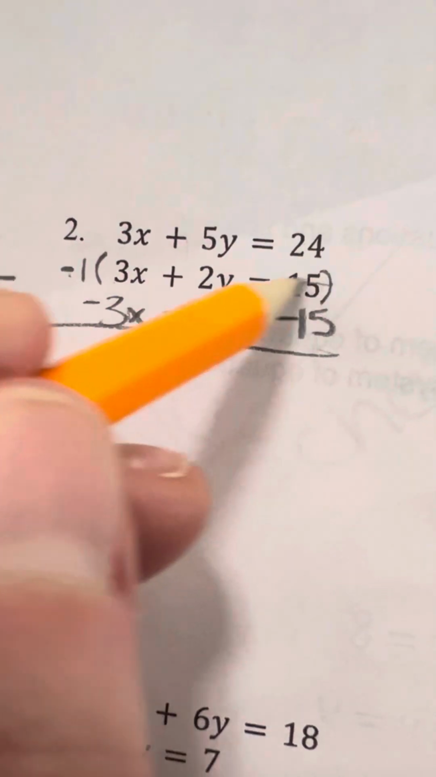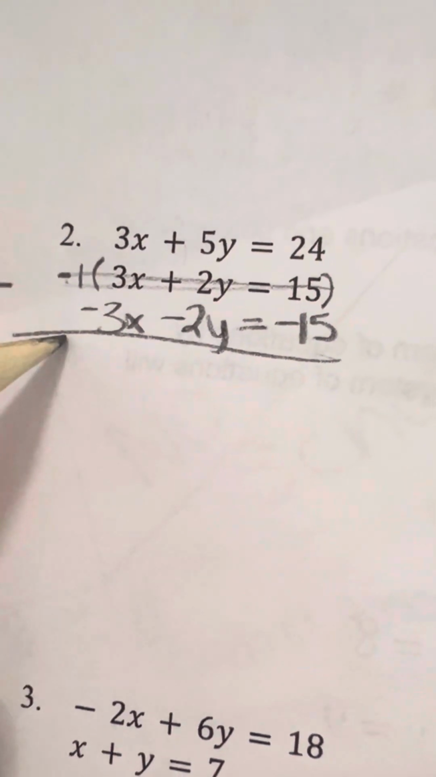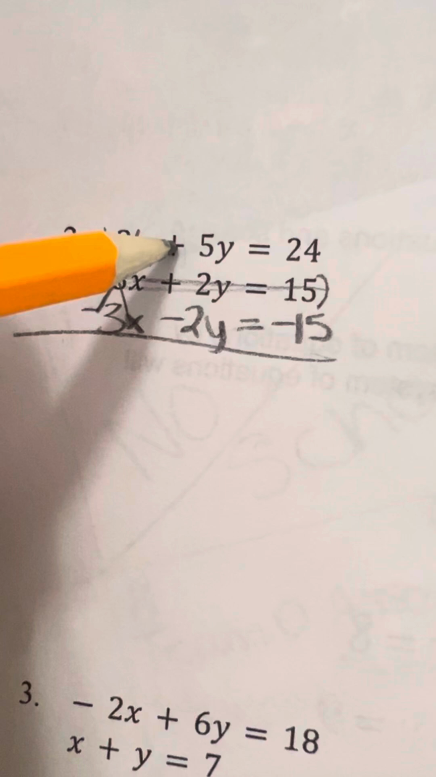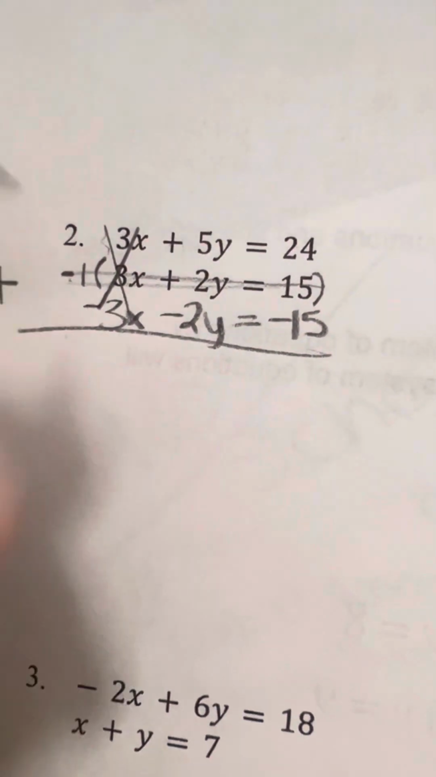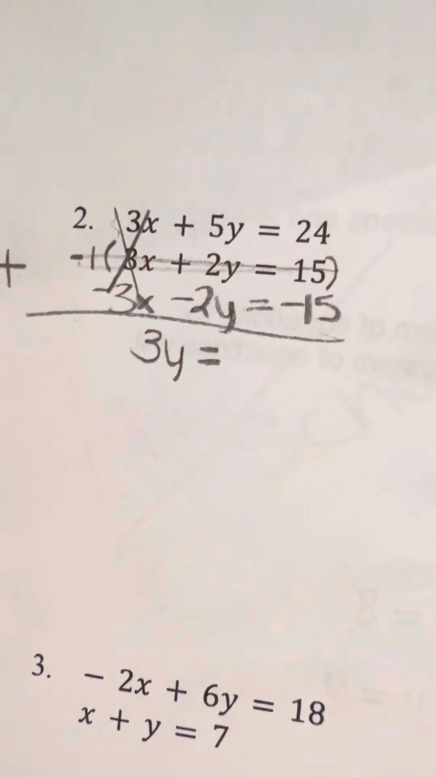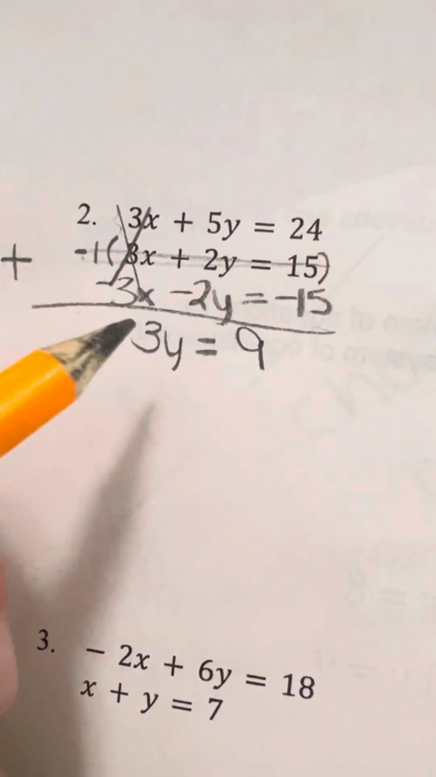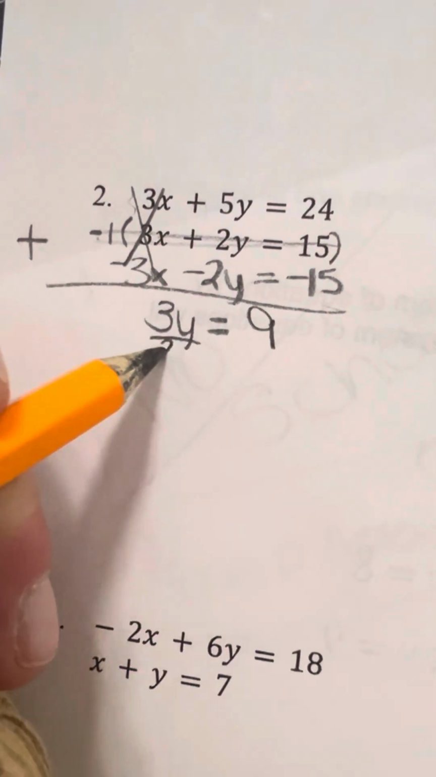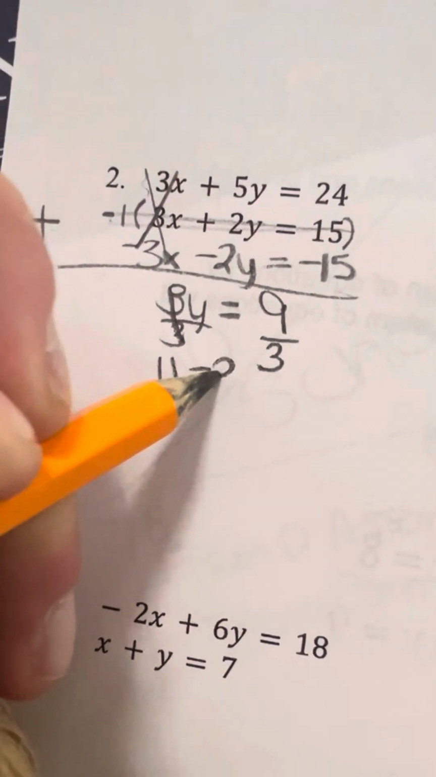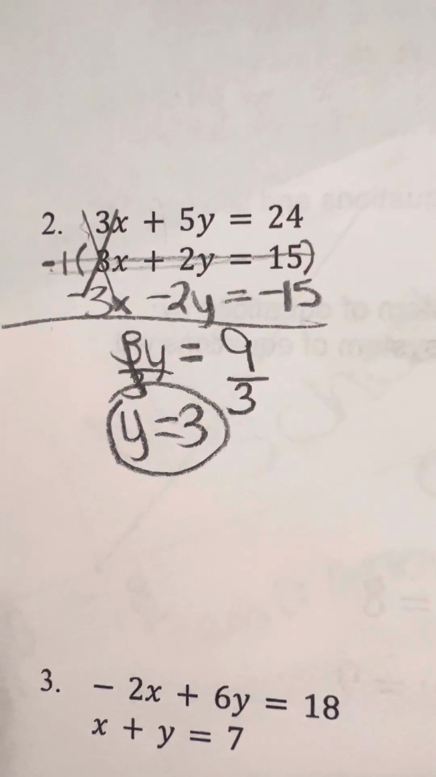So now what you basically have are these two equations. 3x plus a negative 3x is going to cancel each other out, leaving me with nothing. 5y plus a negative 2y is going to give me a 3y. And then 24 minus 15, or plus a negative 15, is going to give me 9. Then I would divide both sides by 3 to get y by itself, and I would get y is equal to 3.